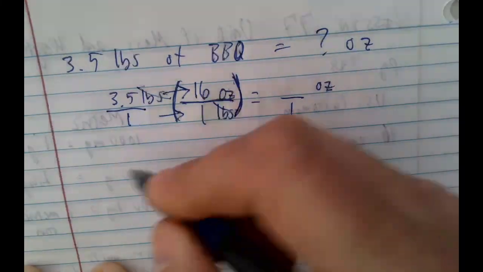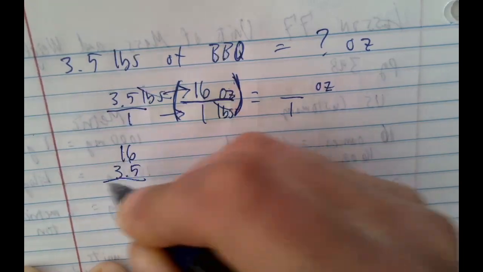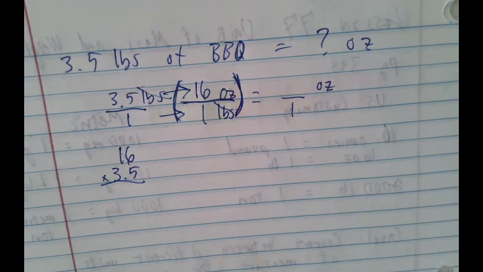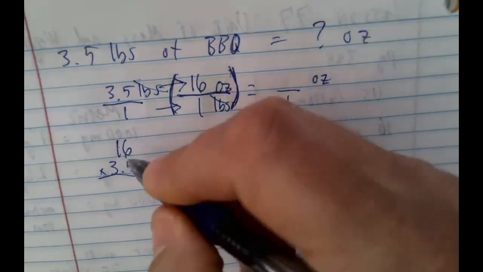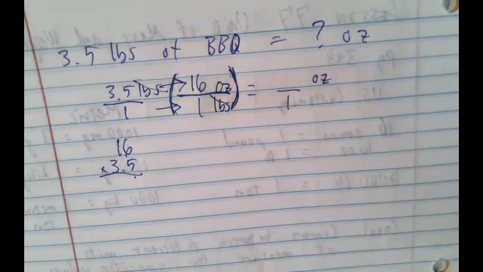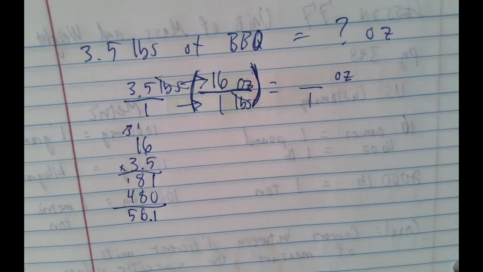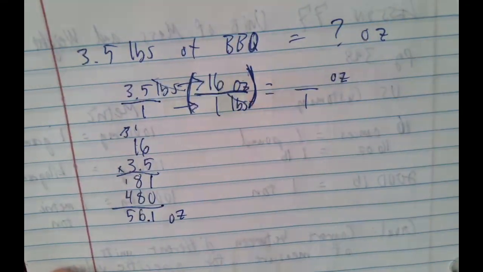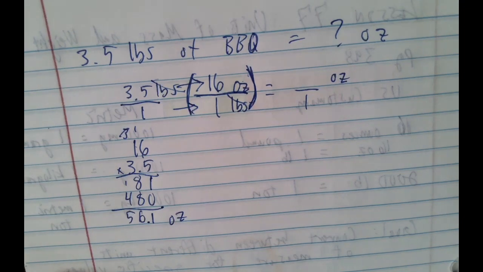3.5 times 16. Good opportunity to remind ourselves, how do we multiply decimals, right? The same way we multiply all numbers, we're just going to remember there's 1 decimal place in this particular one. It's the total number. So 5 times 6 is 30. You know what? Pause the video, see if you can get the correct answer here. All right, so hopefully you got 56.1 ounces. That doesn't make any sense, does it? 56.1?